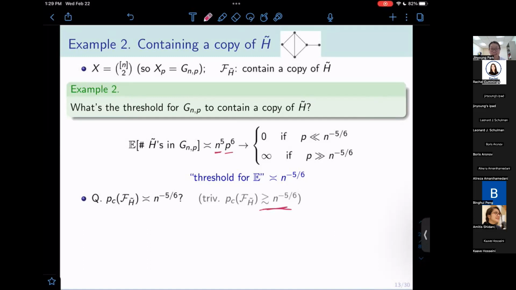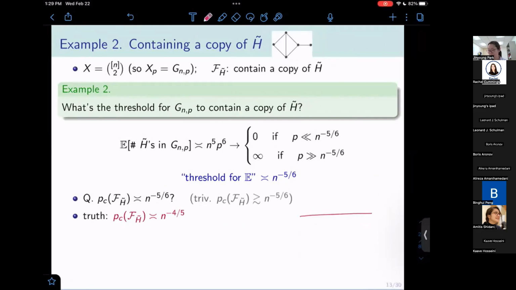So from the previous example, we can ask, is this n to the negative 5/6 the right threshold? But this time, the answer is no. The answer is something much larger, which is n to the negative 4/5. So why does this difference happen?